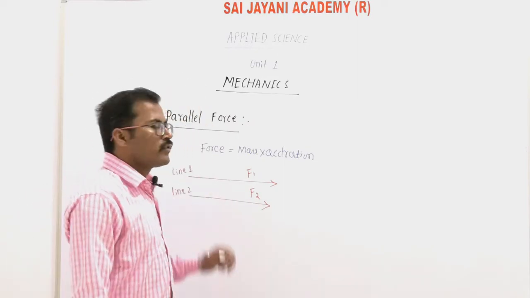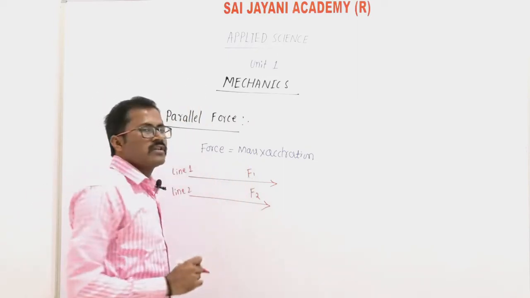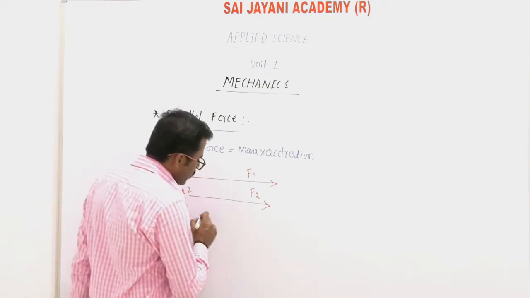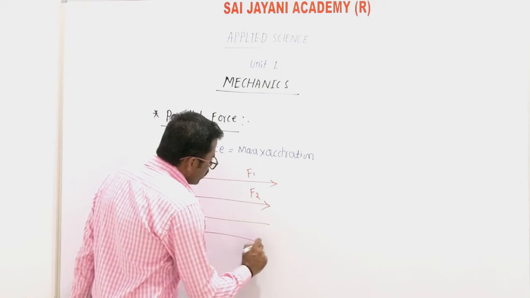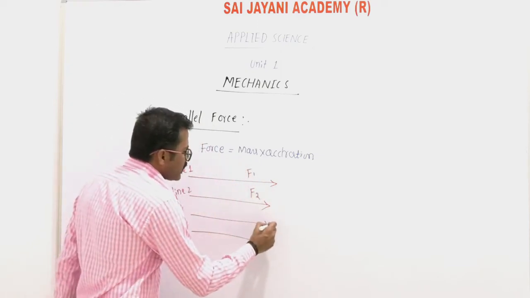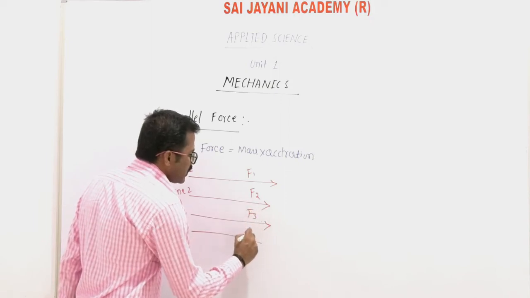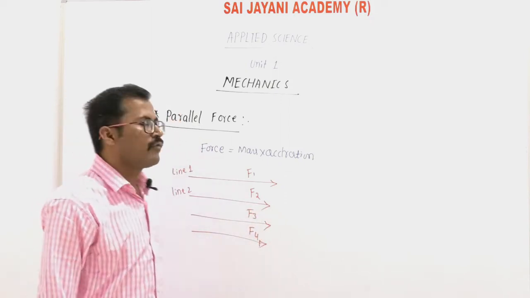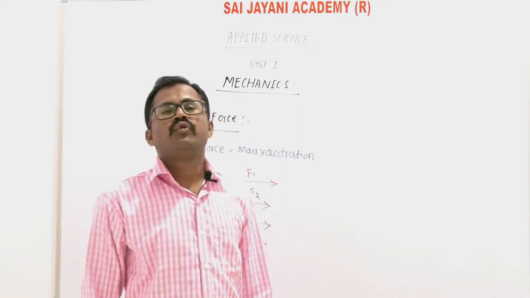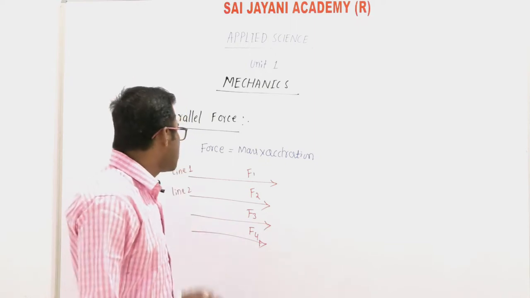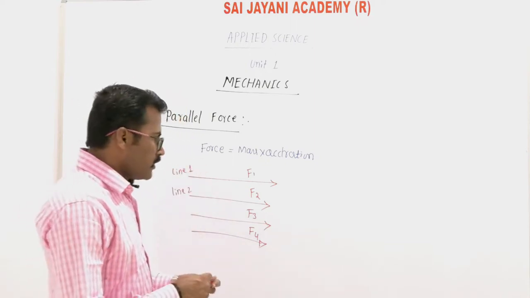So what is parallel force? Two forces are acting along the parallel lines. So what is a parallel line? One below the other, one is parallel to the other. So if any force acts along that parallel line, what do we call that force? We call it parallel force. So what is parallel force? If two forces are acting along the parallel lines, then it is called as a parallel force.